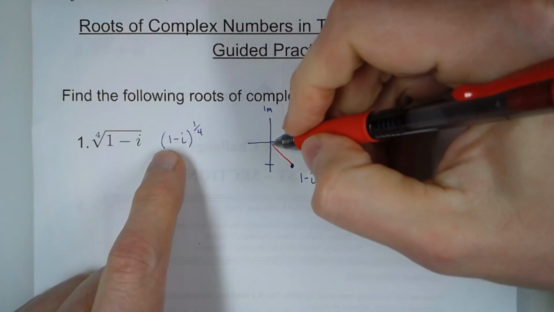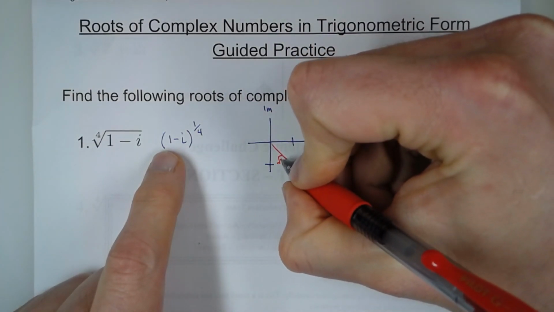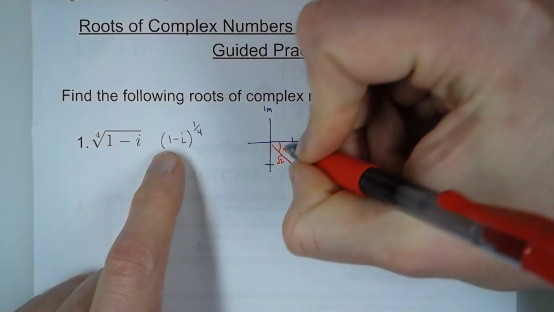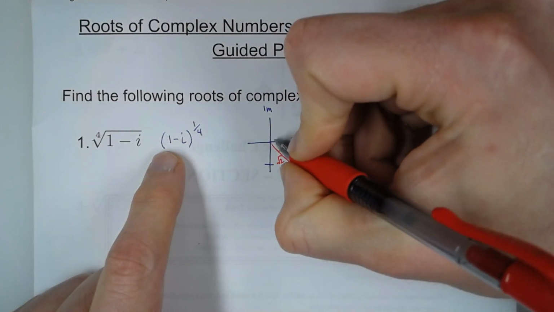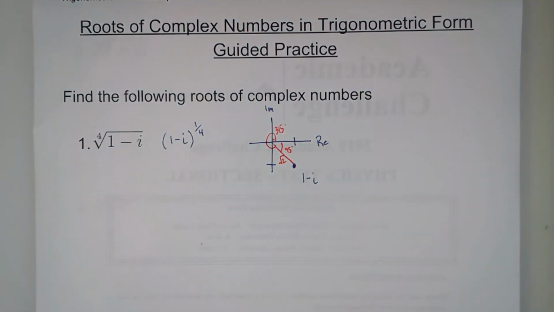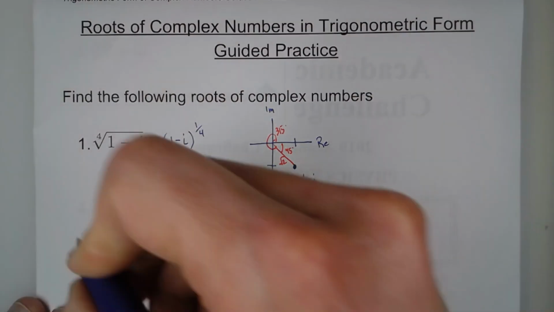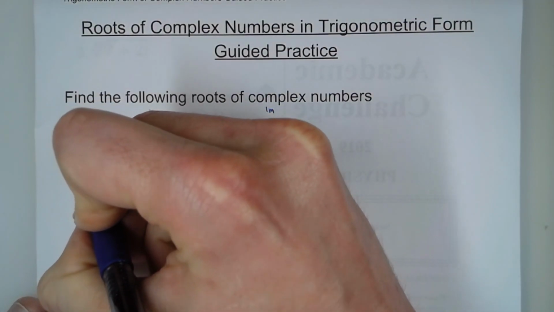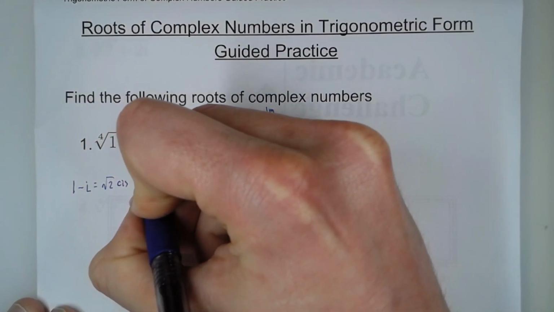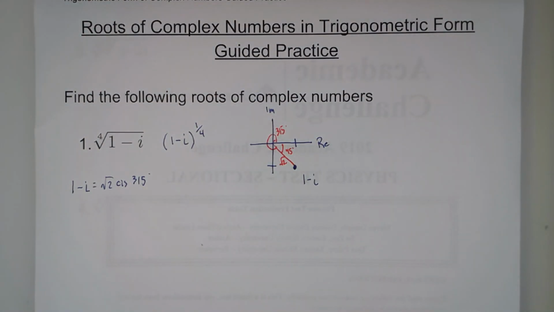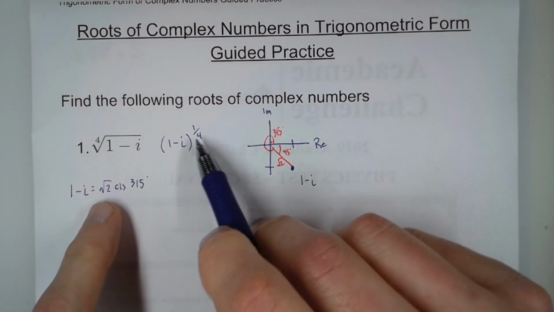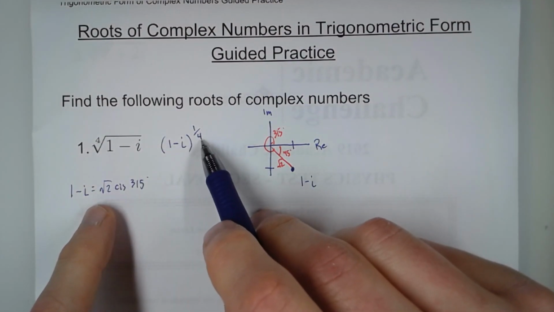So because this is 1 and 1, the magnitude is square root of 2. This is 45 degrees. This makes a 45, 45, 90 right triangle. And so this angle is 315 degrees. So 1 minus i is the same as square root of 2 CIS 315 degrees. And so, like we did in the previous video, we're going to take square root of 2 and raise it to the 1/4 power.